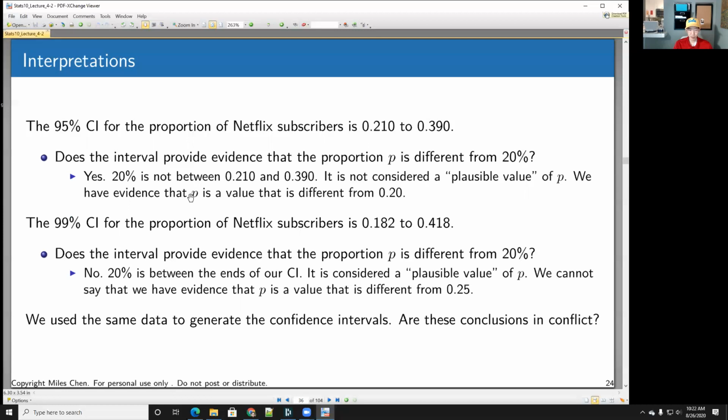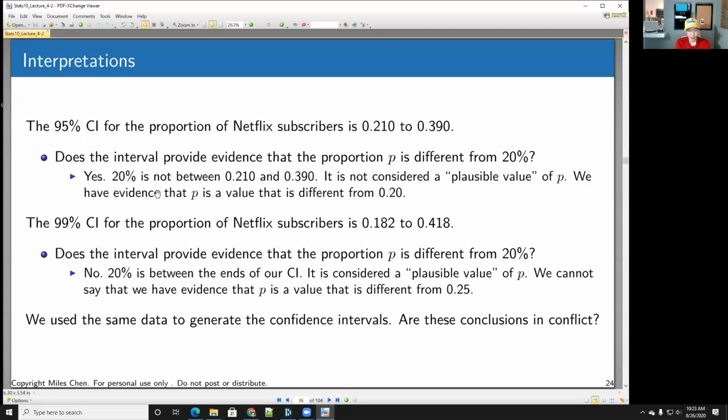And the only difference between these two is the level of confidence. Okay, we're using the same data. We have the same standard error. We have the same sample proportion. It's just that because we have different levels of confidence, that changes our margin of error, and that changes the conclusion that we're able to make. At 95% confidence, we're more ready to reject certain values. We're ready to reject the possibility of 20%. Okay, we're going to say that's not a plausible value.